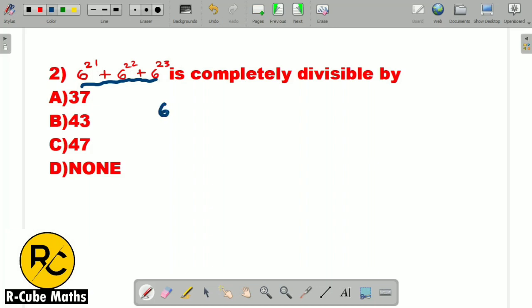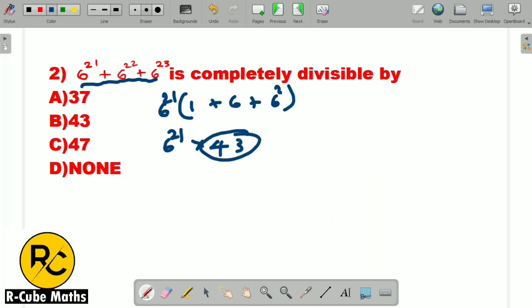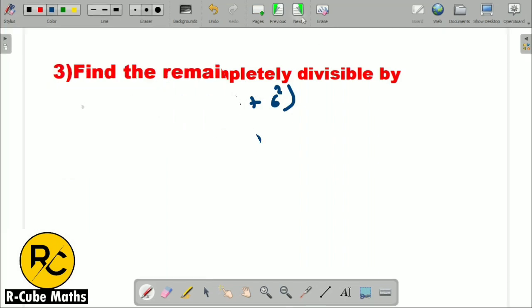So taking the least power, 6 power 21, as common, we get 6 power 21 into 1 plus 6 plus 6 square. 6 square means 36. 36 plus 6 means 42. 42 plus 1 is 43. So here 43 is a factor of this given number. 43 is the required answer. Right, next question.